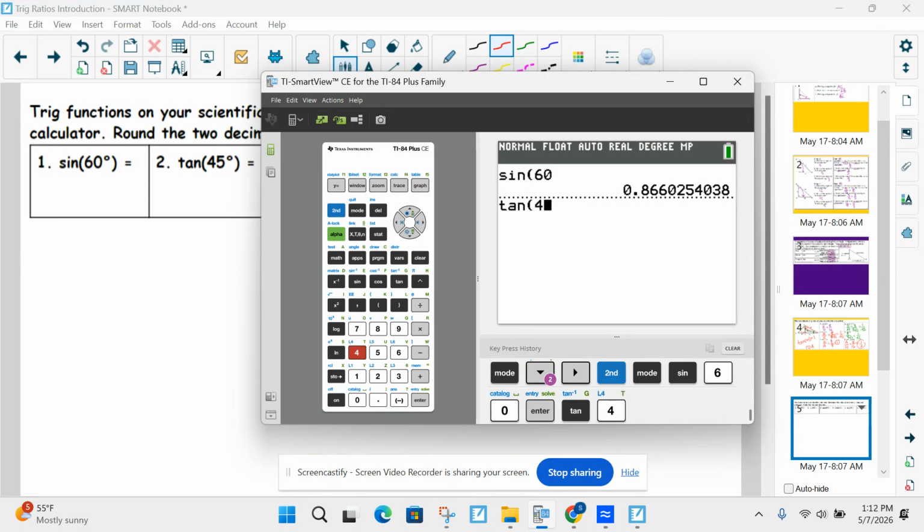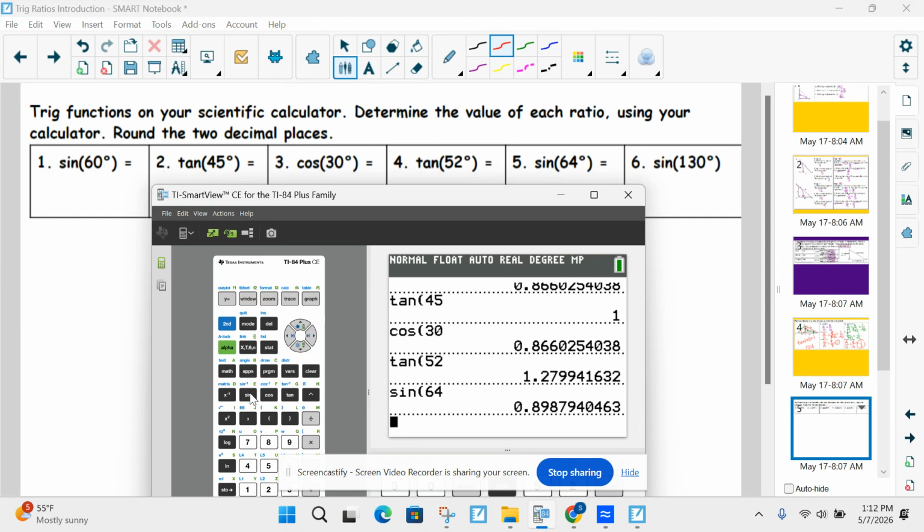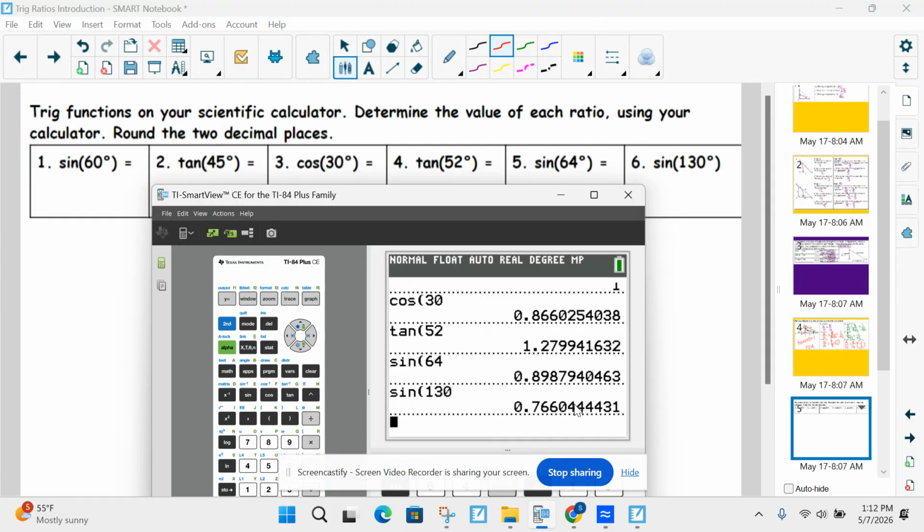Tangent of 45 is 1, just like we talked about earlier. The cosine of 30 is also 0.87, and the reason is because these two angles are complementary, and in a triangle, sine of one angle is the same as the cosine of the other angle. Tangent of 52 is 1.28. Sine of 64 is 0.90, and sine of 130 is 0.77.